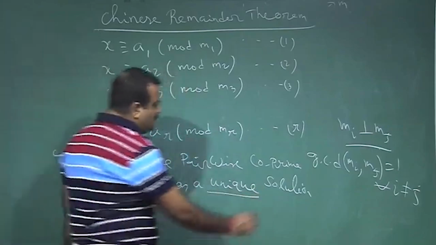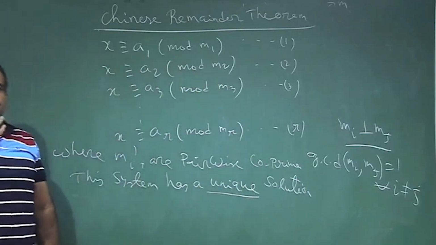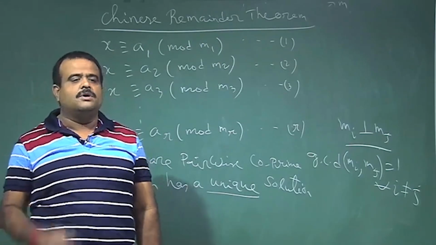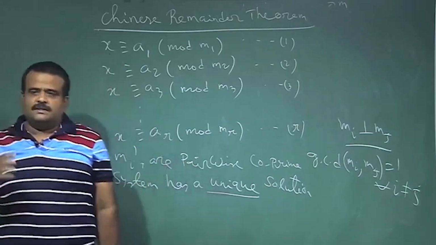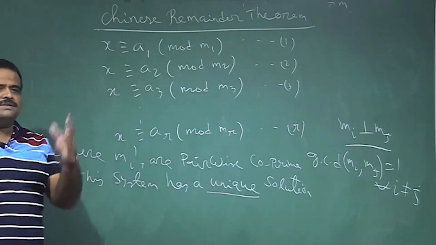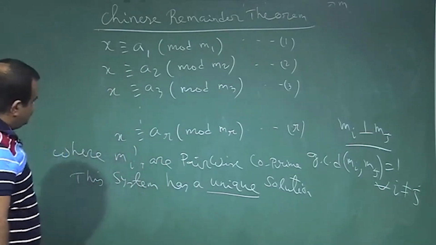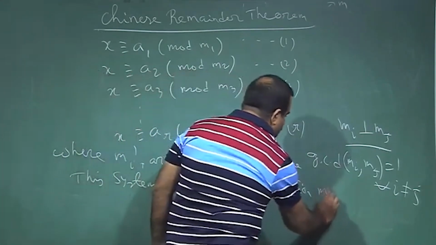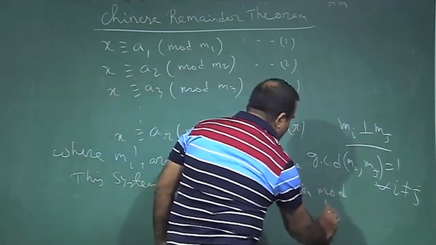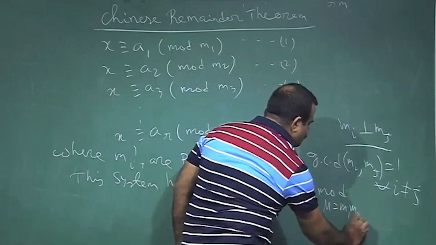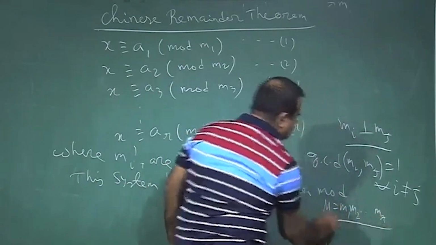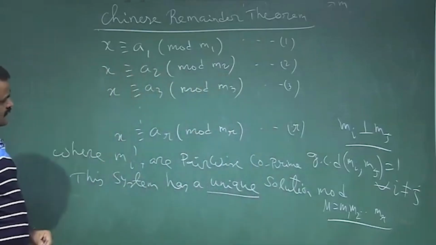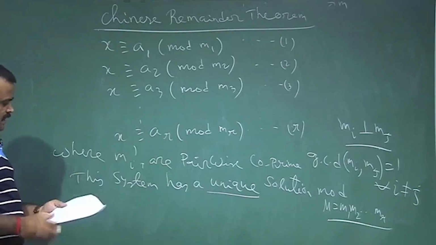Because if you take any two solutions, they will differ by that product, I mean 7 into 5, 35. So if you take that solution mod 35, it will give us 33. Anyway, this system has a unique solution under mod M, which is basically the product m1 into m2 into mr.